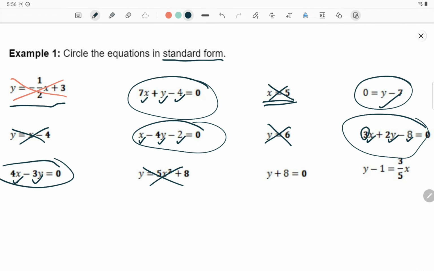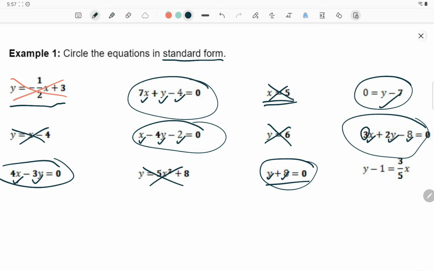Eventually, actually, next year, you will look at things with exponents and what their standard form is. But for now, we're just looking at lines. Y plus 8, you have your variables. In this case, only one variable. And your number on the same side. So that is standard form.